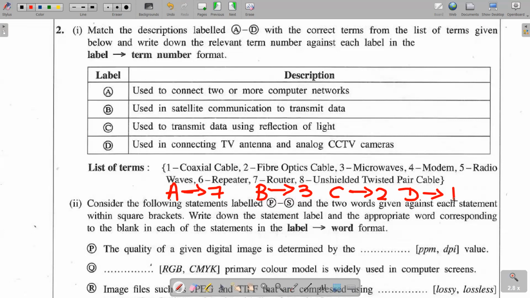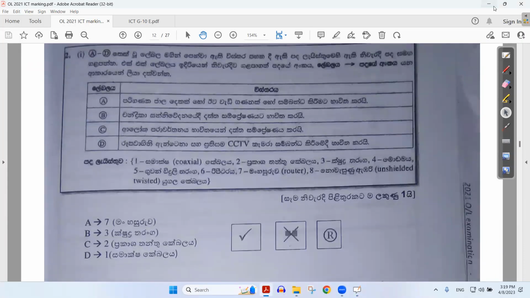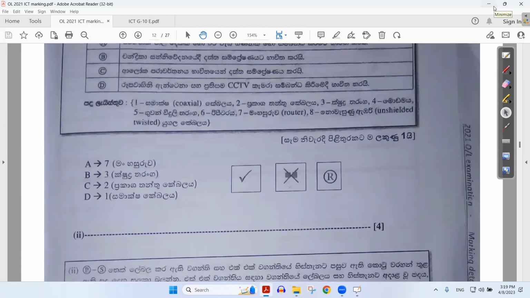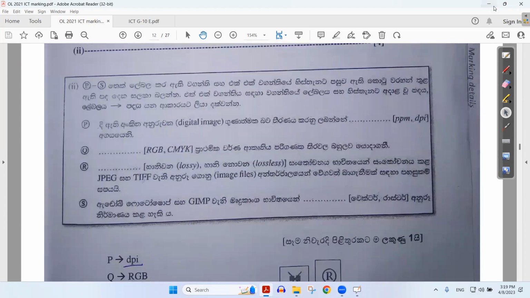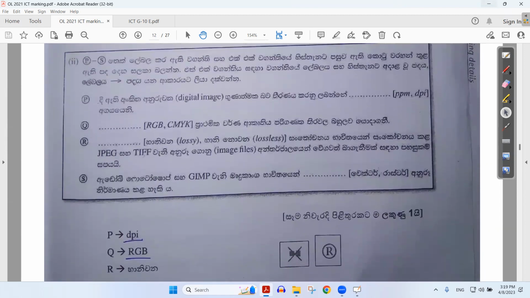Right, so if you have written these terms properly, let's see how it's going to be. Yeah, this is the way: A7, B3, C2, and D1. Right. Part number 2. This has 4 marks, let's say.